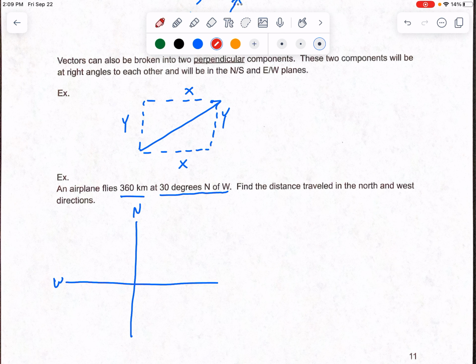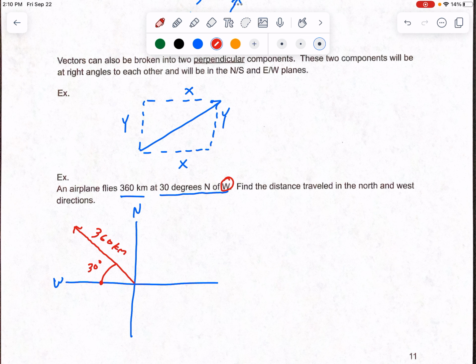Let me change colors. So I'm going to go 360 kilometers, and I'm just going to draw an arrow. Now I have to figure out where my angle is going to go. 30 degrees north of west. West is the last letter, so it's going to touch the west line and go up from there. So there's my angle, that'd be 30 degrees, and that means my hypotenuse would be 360 kilometers.